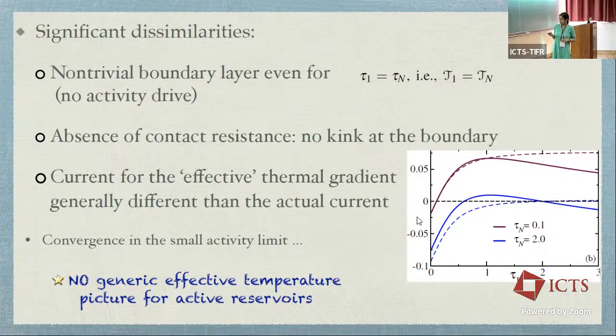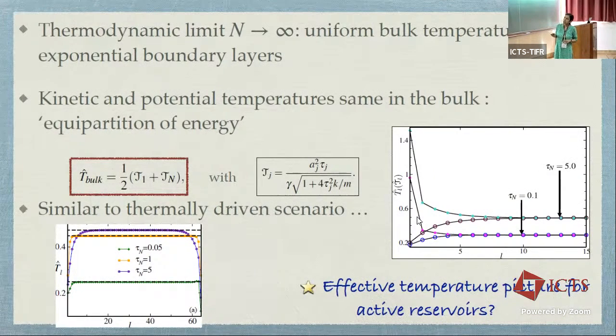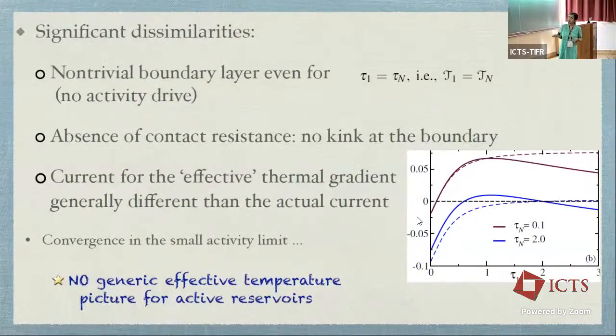One thing is that if you look here, this orange curve is for tau 1 equal to tau n equal to 1. In that case, in the thermally driven scenario, you see just a uniform profile, no boundary layer at all. Here you can see that there is actually a non-trivial boundary layer even when tau 1 equals tau n. So this is the first dissimilarity. Another one is that for the thermally driven case, we always see some sort of a kink at the boundary, except when T1 equals Tn. This is also absent here. We just have an exponential boundary layer, no kinks.